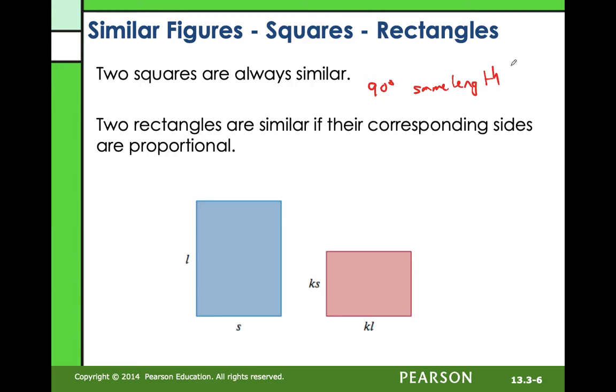Rectangles is a little bit harder. Now again, you still have all these angles the same. So remember, in a rectangle, you've got all 90 degrees, but they have to have corresponding sides that are proportional, meaning that in this example, S and KS are proportional, L and KL are proportional. So you almost have to think about this rectangle being kind of turned and flipped around to mirror this one.